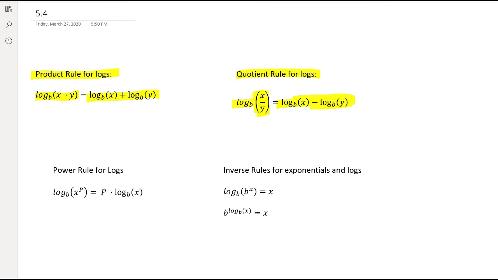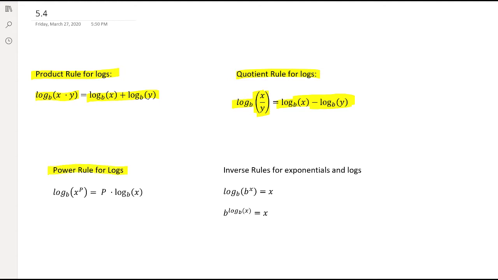And in a second, when we get to some homework questions, some examples, we're going to be going both directions. They're going to give you a log that's already been condensed, and they're going to ask you to expand it out into multiple logs. And they're also going to ask you to go in the reverse. They're going to give you multiple logs and ask you to condense them into a single log. All right, before we do that, a couple more rules here.